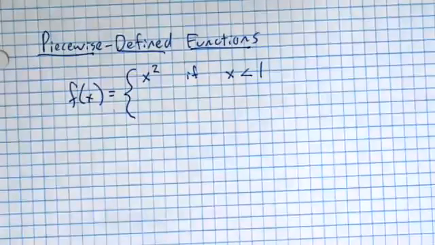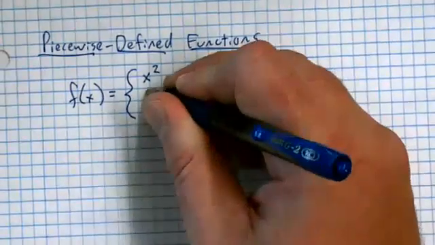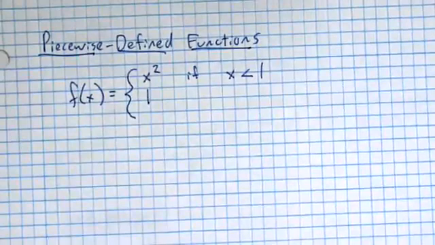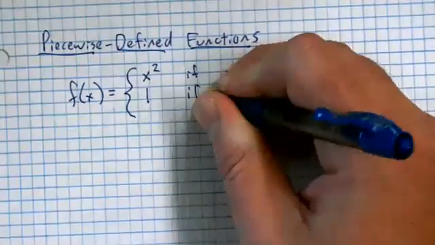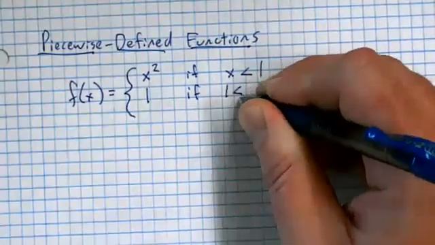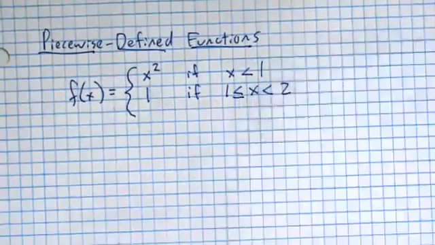The second function that we're going to use a piece of is the function y equals 1. Can you picture the graph of y equals 1? Horizontal line crosses the y-axis at 1. We're not going to use the whole thing. We're going to only use a little piece of it. We'll use the piece between 1 and 2. We'll include the 1, but not the 2 in that.